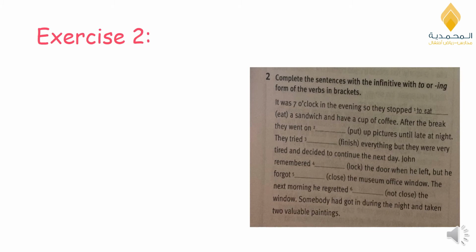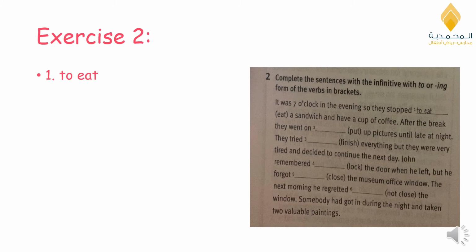Now, exercise number 2. What do we have to do in exercise number 2? We have to complete the sentences with the infinitive with to or ing form of the verbs in brackets. Let's see. It was 7 o'clock in the evening, so they stopped to eat a sandwich and have a cup of coffee. Number 2. After the break, they went on. What do you think? Putting or to put? Of course, putting up pictures until late at night.